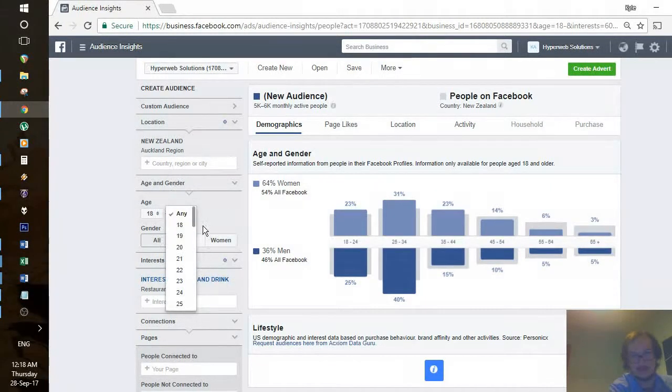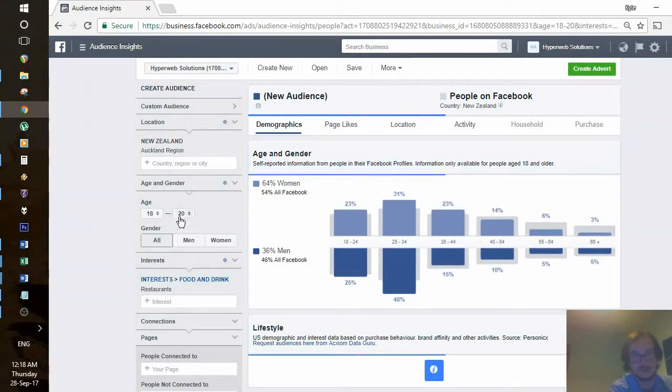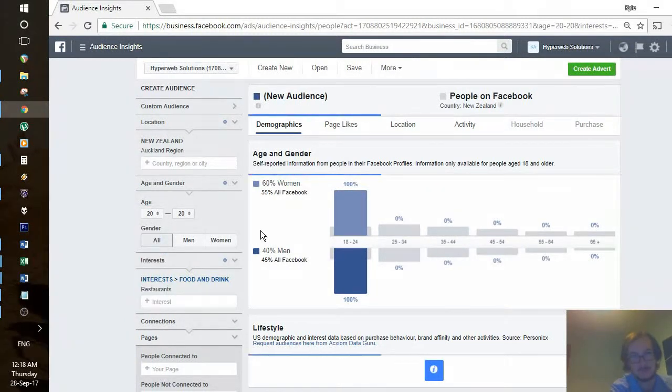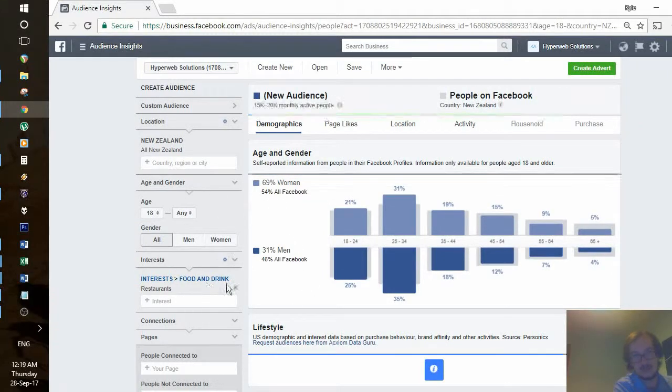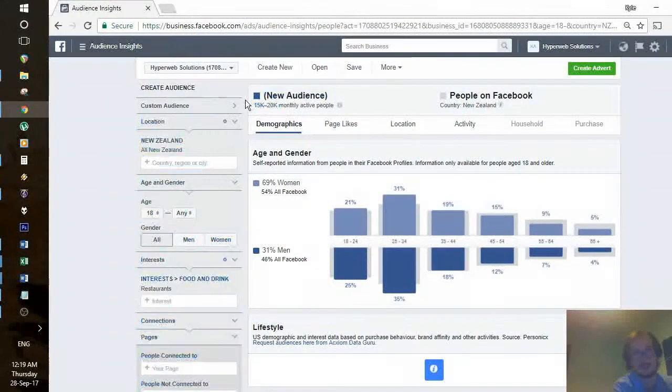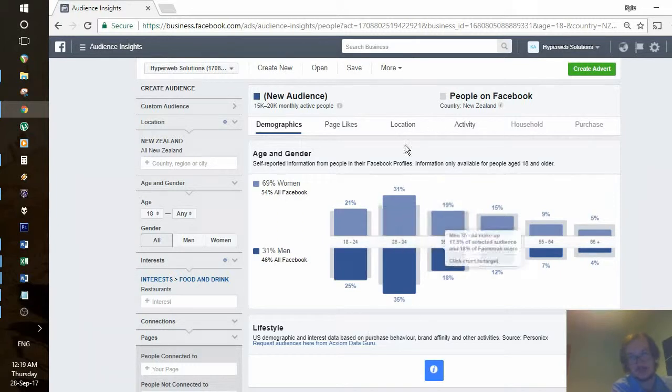You can even be really, really specific. Let's say 21st birthday. There's not a lot, it's 0 to 500 people, but you can still do it. So if we put that back to any age with a birthday coming up, usually you probably want to be a bit more specific, so you can get your advertisement a bit more creative. But that's some really good information there.